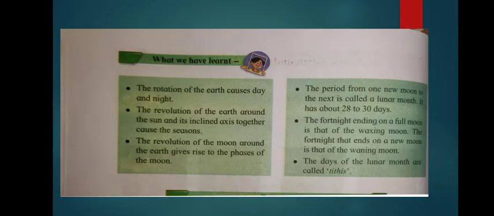So what we have learnt in this chapter: the rotation of the earth causes day and night. The revolution of the earth around the sun and its inclined axis together cause the seasons. The revolution of the moon around the earth gives rise to the phases of the moon. It's because of the shadow of the earth that we can see only parts of the moon. So where it gets the light, there you get, what you get, children? You get a bright moon, full moon.